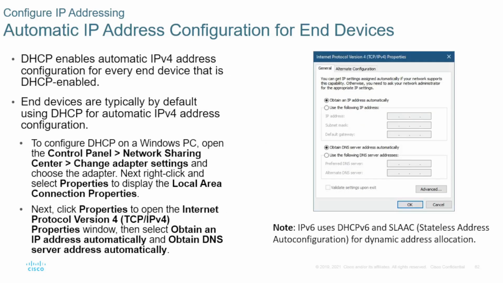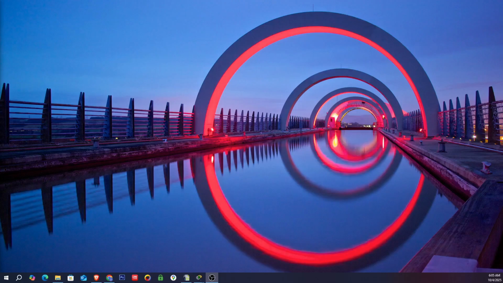Next, we have dynamic IP assignment, which is handled by a DHCP server. When a device connects to the network, it automatically receives an IP address and other configuration details. This is the most common setup for end-user devices, including desktops, laptops, and tablets. It simplifies management, reduces configuration errors, and supports large networks efficiently.